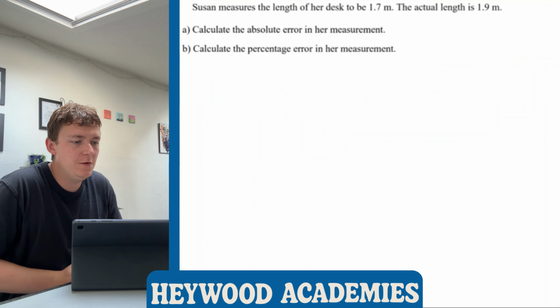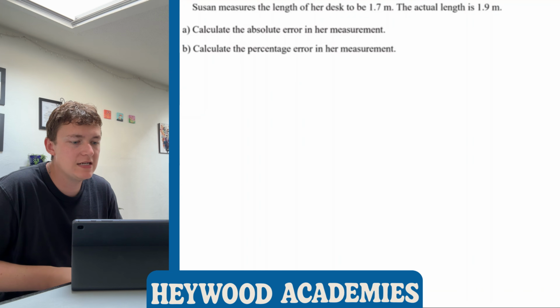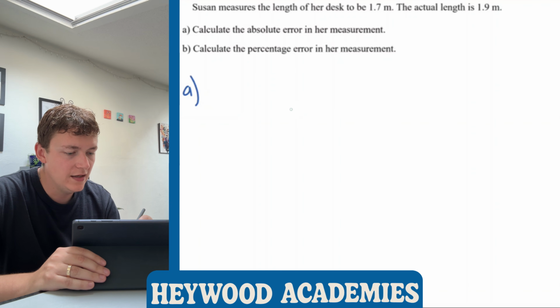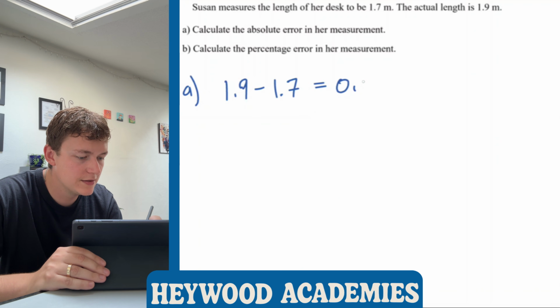Alright, so moving on to some more lab-related stuff. So this question: Susan measured the length of her desk to be 1.7 meters, but the actual length is 1.9 meters. So the way we can calculate this is we can take the difference between those two numbers. 1.9 minus 1.7, plug that in the calculator, gives us 0.2 meters.